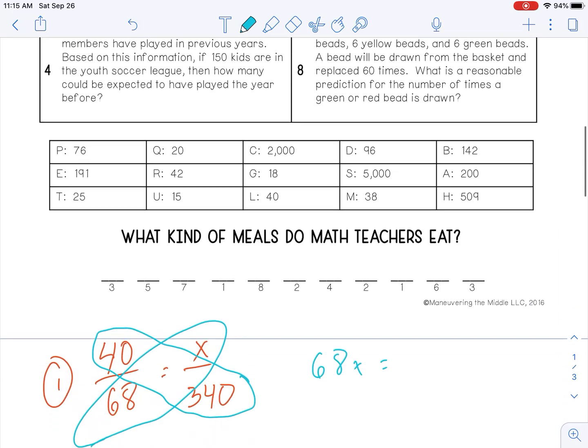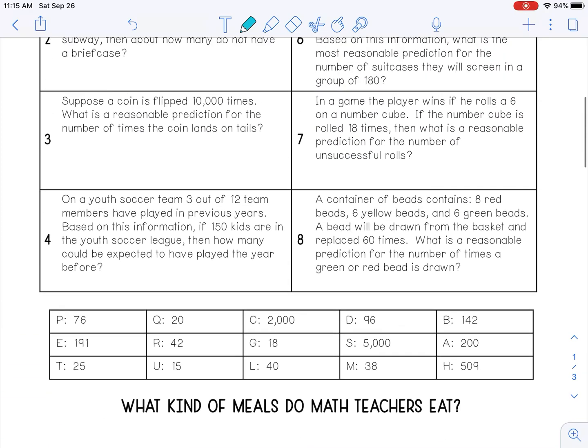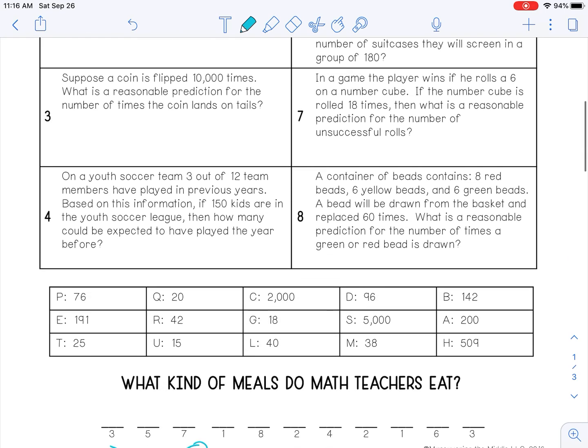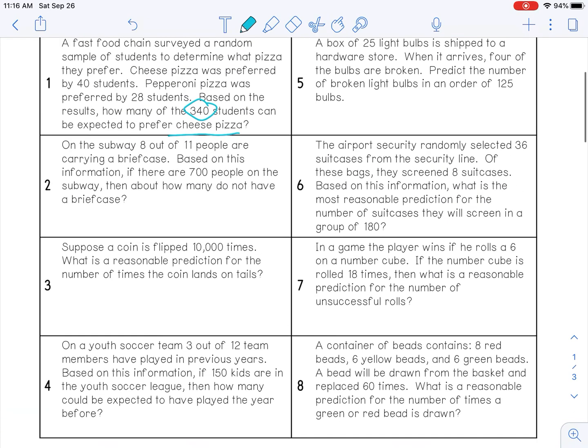So again, setting up a proportion, if we don't know the number, we can use a variable such as x. And now that we have our expected over our total set up for both 1 and 2, we can cross multiply. So we're going to get 68x, and we need to multiply 340 with 40. Okay, and then that's how we're able to solve for our accurate predictions here. Okay, so we're looking to use all these numbers 1 through 8, right? And go through, cross off your answers as you go, and fill in our riddle of what kind of meals do teachers eat.